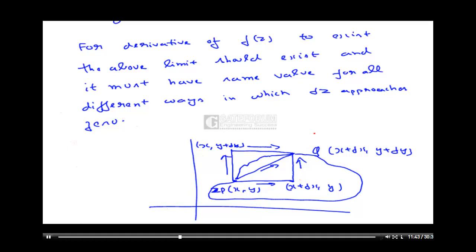That means there should be certain necessary and sufficient conditions for the derivative of this function to exist. Okay. How to find that? How to see what are those necessary conditions? Now see this.